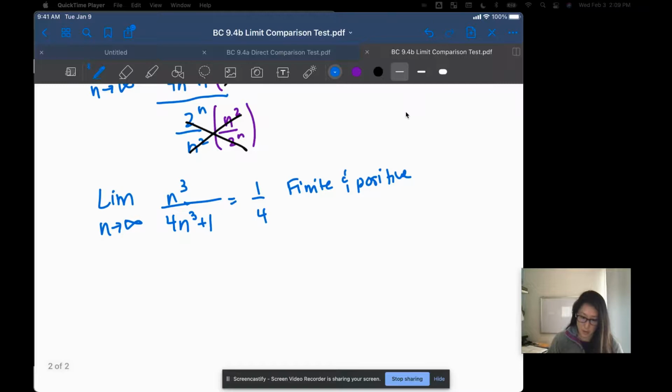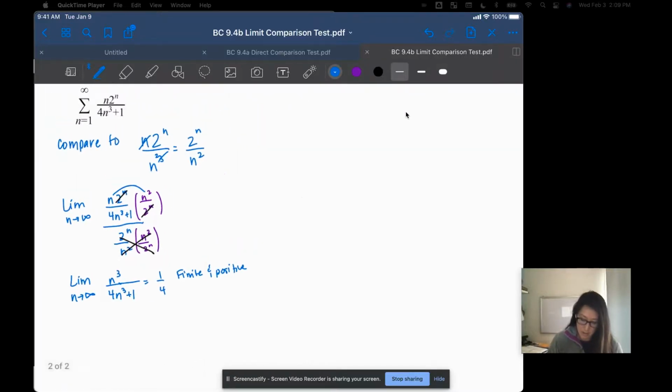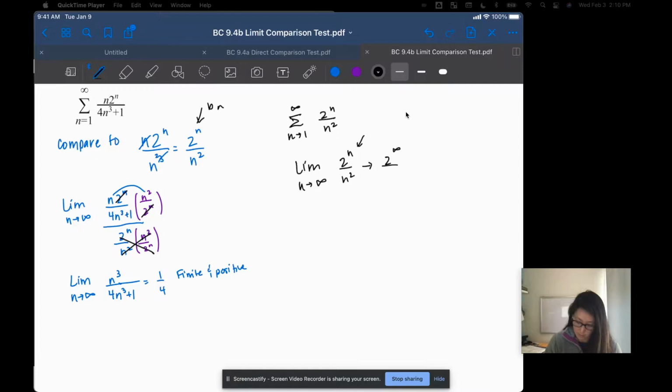Okay, so from there, because the limit as n approaches infinity of a sub n over b sub n is finite and positive, we can go ahead and evaluate to see if the sum of b sub n converges or not. So b sub n would be 2 to the n over n squared. I'm just going to set this up as the limit as n approaches infinity to see what happens of 2 to the n over n squared. I notice that the numerator is going to grow a ton faster than the denominator, an exponential versus a quadratic, right? What we get is 2 to the infinity over infinity squared.